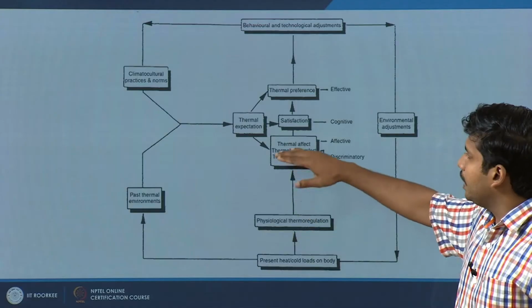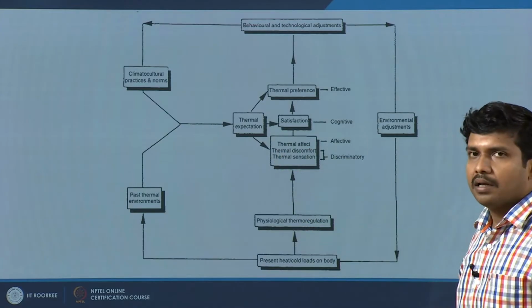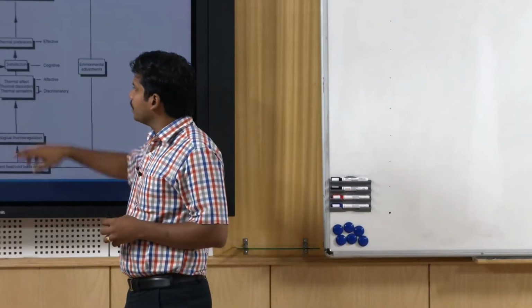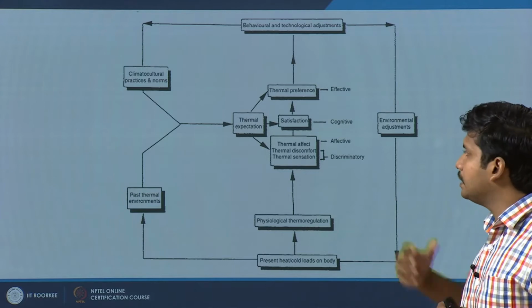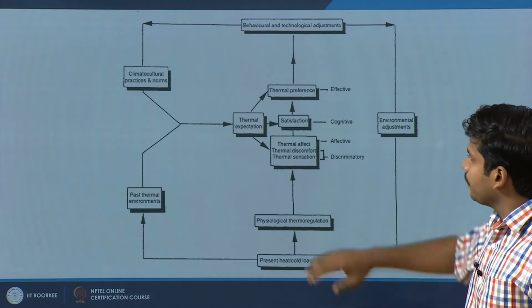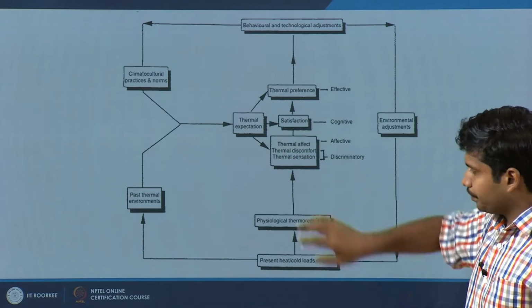Here there are three different things. First is the thermal effect, how the environment affects you, then we start talking about comfort and discomfort, and then we start sensing the thermal environment. So, this is the first part of it.